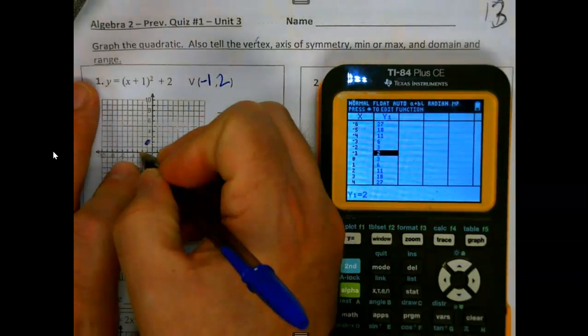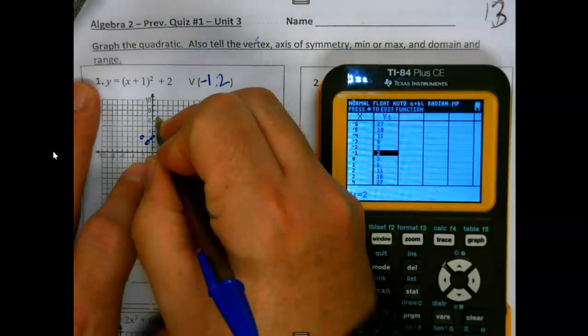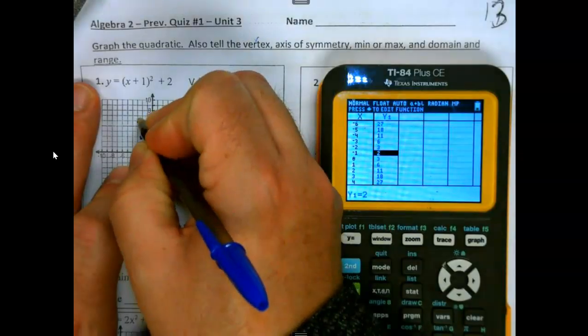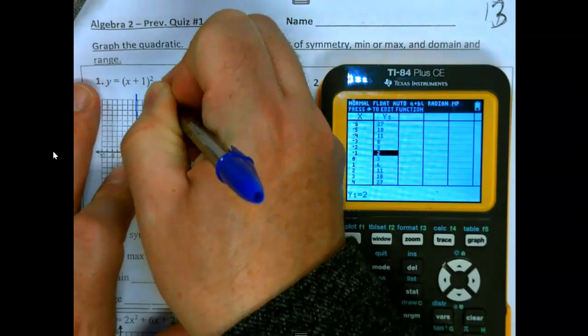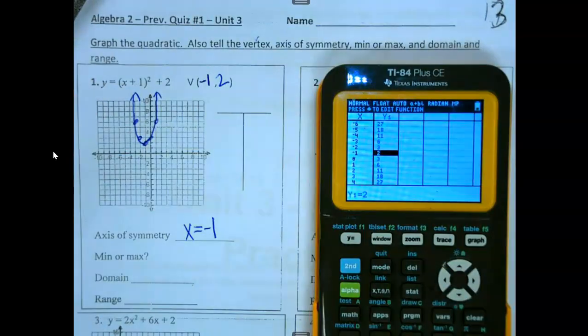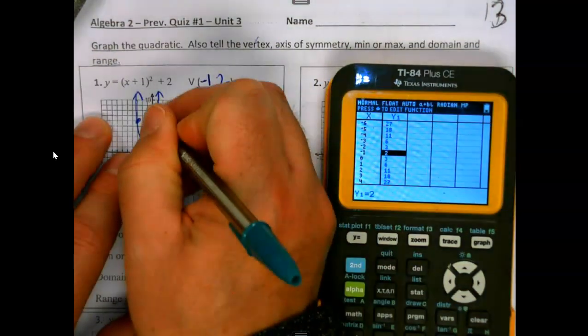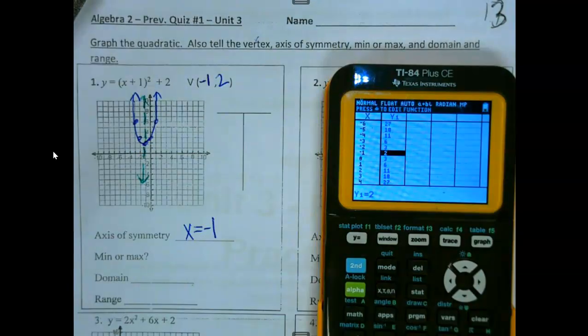So let me start looking for the points around here. I'm literally letting the calculator do all my work. To get that in there. I can also draw my axis of symmetry down the middle. So far, the only thing we've really had to do is know vertex form enough to get that.